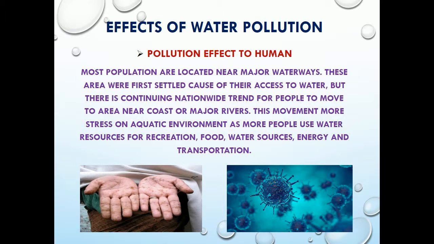Pollution effect on humans. Most populations are located near major waterways. These areas were first settled because of their access to water, but there is a continuing nationwide trend for people to move to areas near the coast or major rivers. This movement puts more stress on the aquatic environment as more people use water resources for recreation, food, water sources, energy, and transportation.